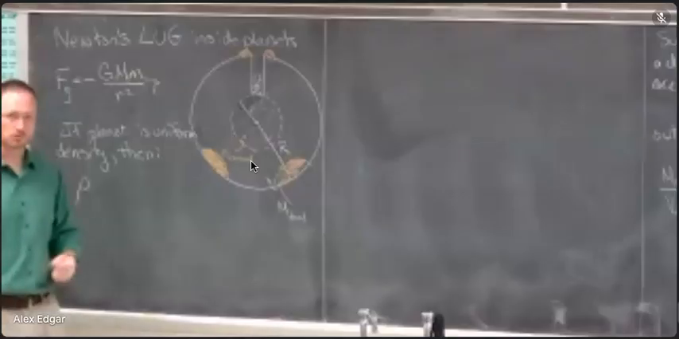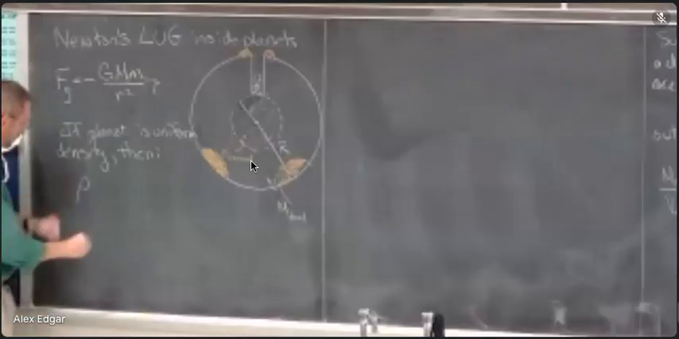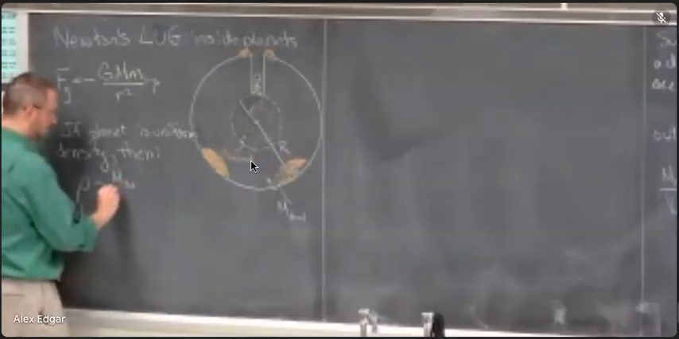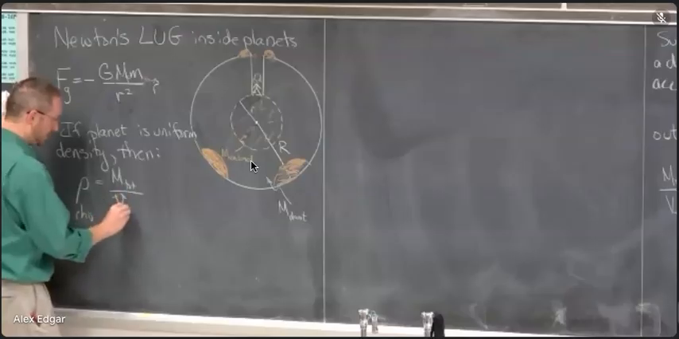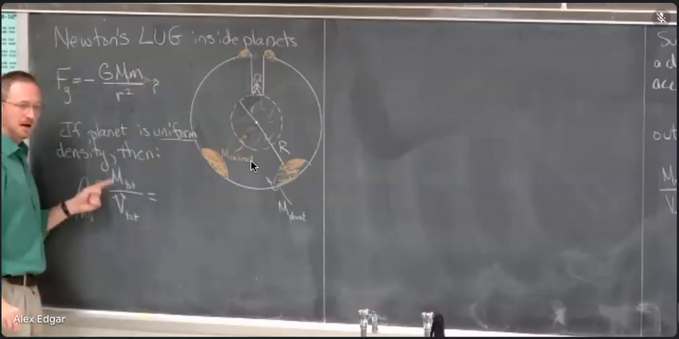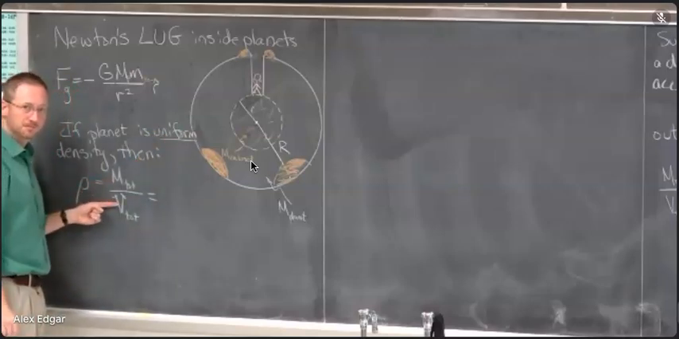The Greek letter rho looks like a P, but it's not a P, it's the Greek letter R. Rho is going to be the mass of the planet divided by the volume of the planet. And if it's uniform, then it doesn't matter how much of the planet I'm enclosing.